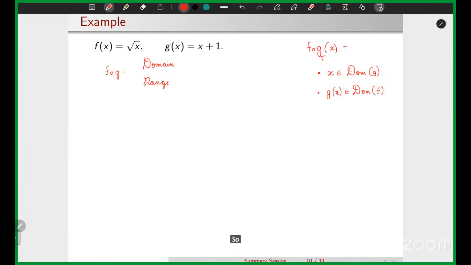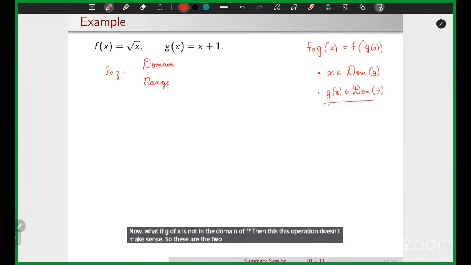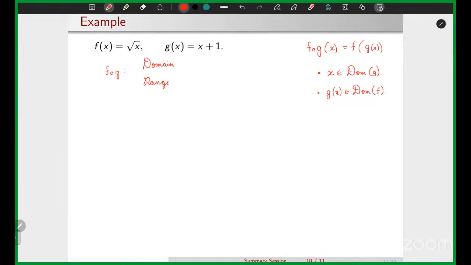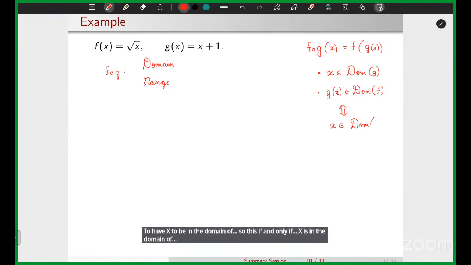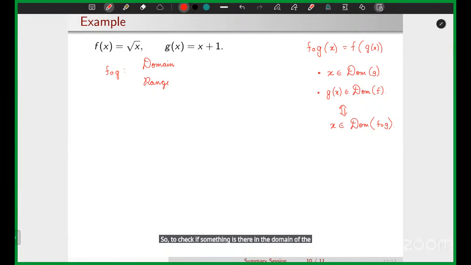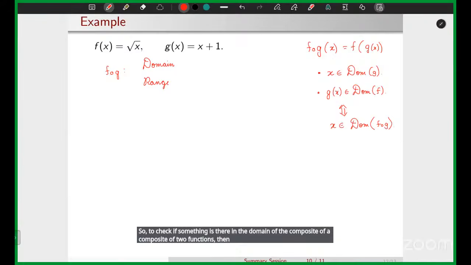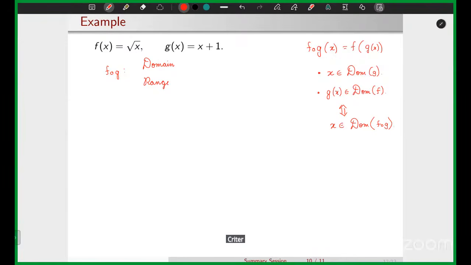So ultimately, you want to do f of g of x. Now, what if g of x is not in the domain of f? Then this operation doesn't make sense. So these are the two conditions that are required for x to be in the domain of f of g, if and only if. To check if something is in the domain of the composite of two functions, these are the two criteria that need to be verified. Let's do it for this particular example.